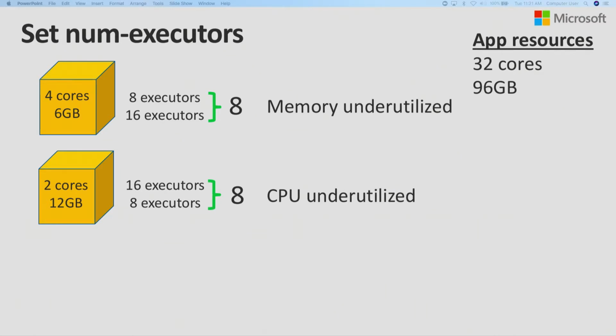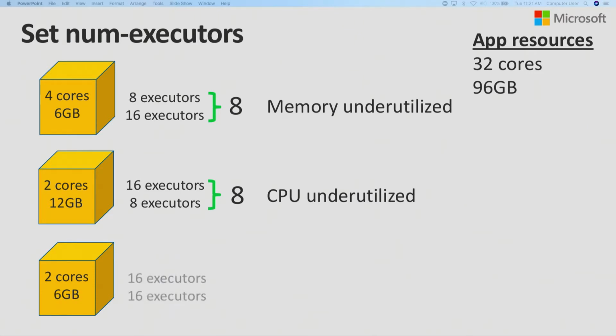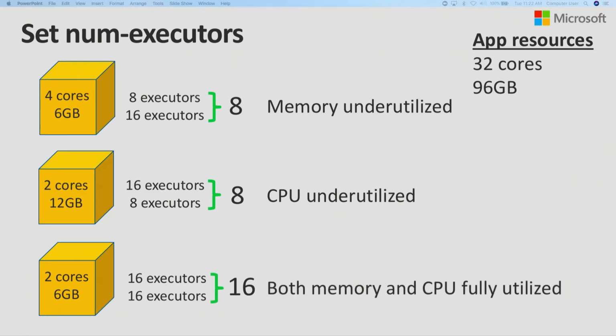So how do we get to that happy sweet spot? The sweet spot in this example is having 2 cores and 6 gigabytes of memory. When you do the math, we get 16 executors for each. And we're able to set 16 executors for num-executors and fully utilize both memory and CPU. This is our happy place, and whenever we're doing these calculations, we want to make sure we're utilizing both memory and cores efficiently.